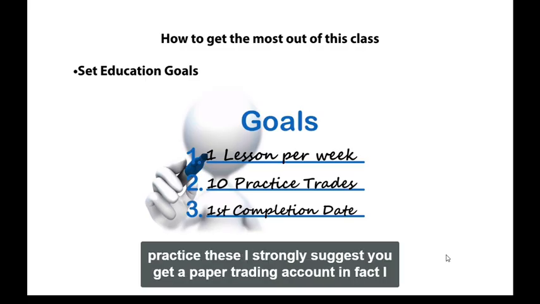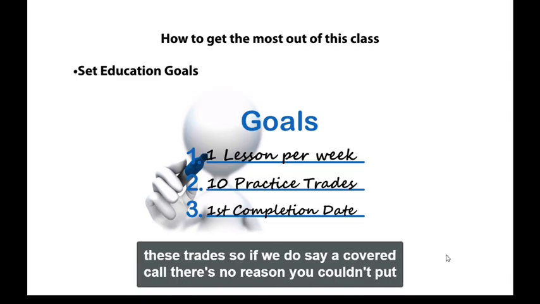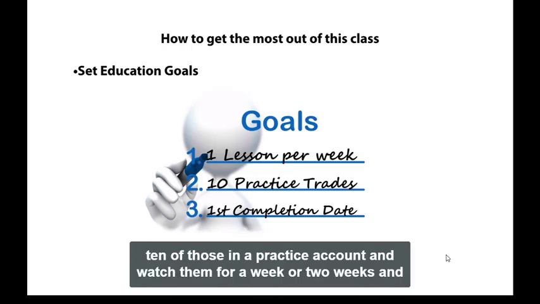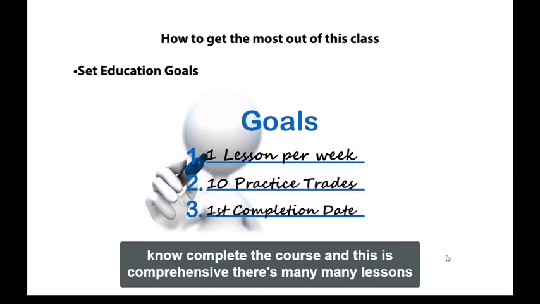I strongly suggest you get a paper trading account. In fact, I'm vehement with this. I demand that you get a paper trading account and practice these trades. So if we do, say, a covered call, there's no reason you couldn't put 10 of those in a practice account and watch them for a week or 2 weeks and see how those go out, and then set a date of when you're going to complete the course.